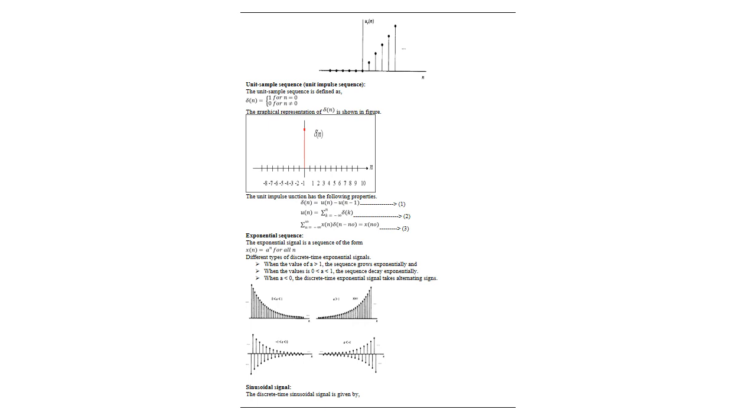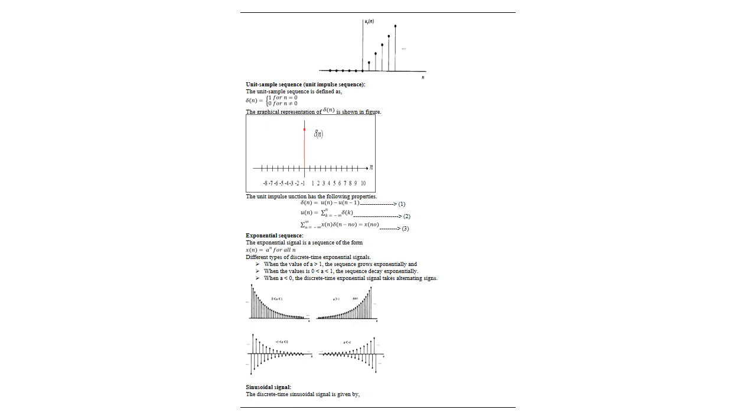Next thing will be the exponential sequence. The exponential signal is of the form x of n is equal to a power n for all n. The different types of discrete time exponential signals: when the value of a is greater than 1, the sequence will be growing exponential. When 0 is less than a less than 1, it will be decaying exponential. When a is less than 0, it will be an alternating discrete time exponential signal.